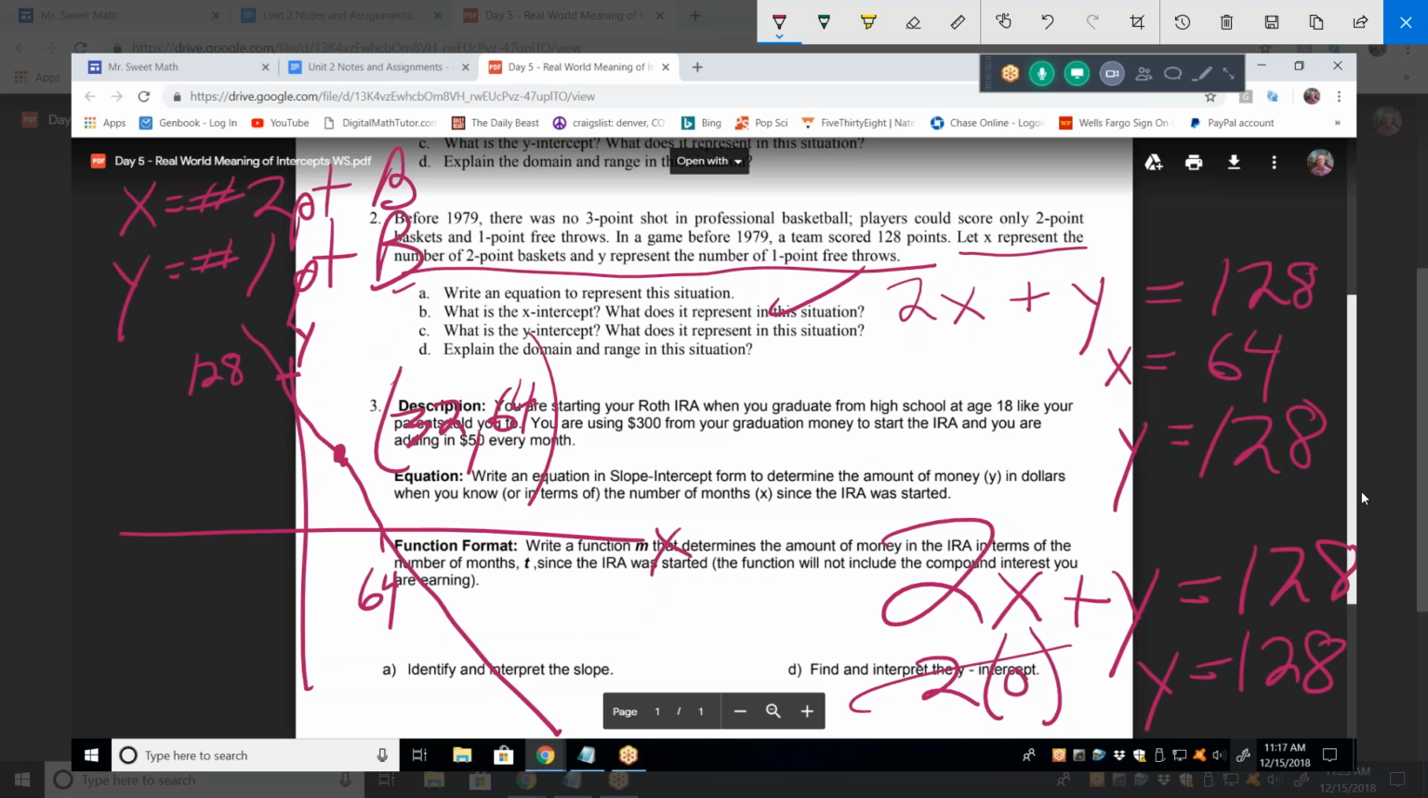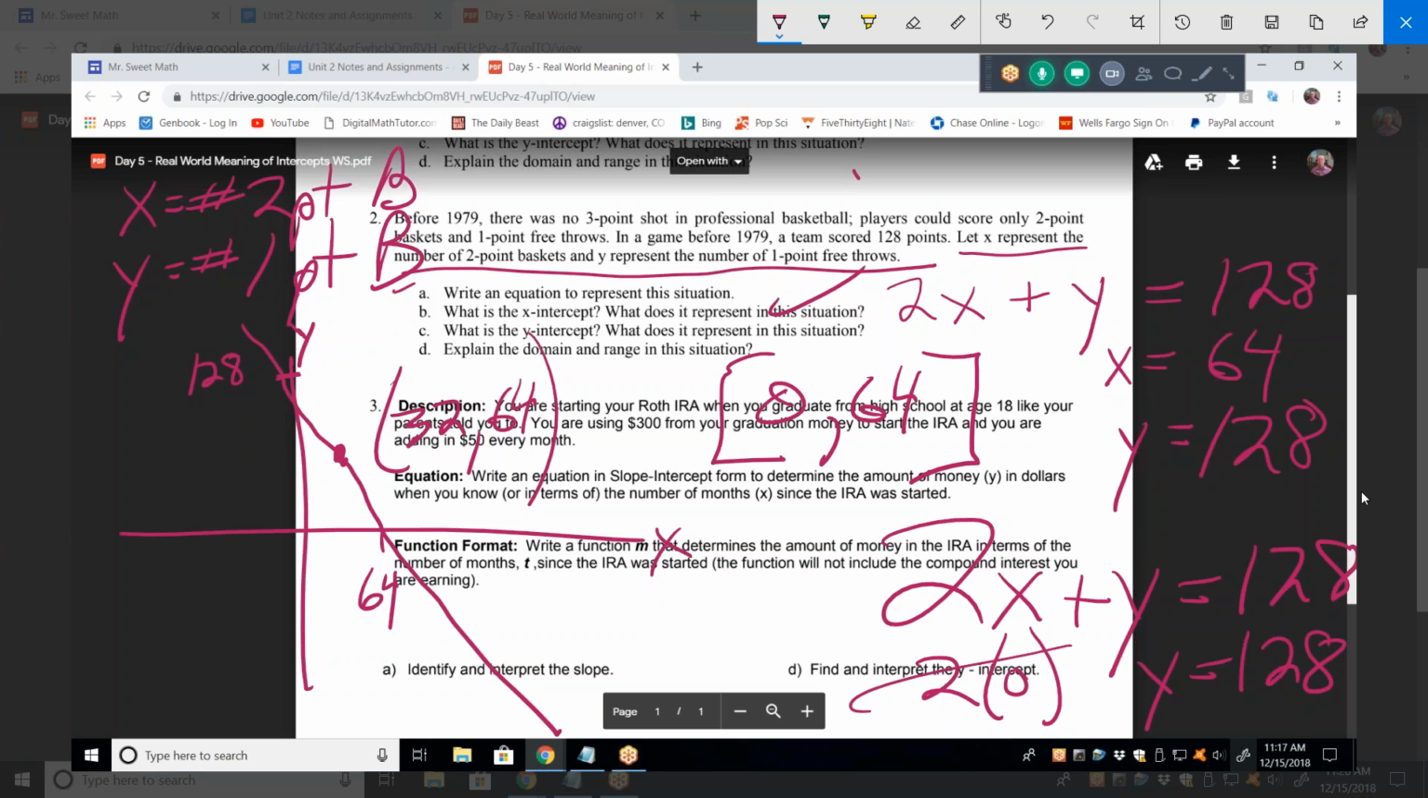Okay, so we've done A, B, and C. Let's look at D. What is the domain in this situation? What are the possible values for x? Would it be bracket 0, 64 bracket? Good. It's bracket 0, comma 64 bracket. And there's many ways to represent domain. This is just one of them.